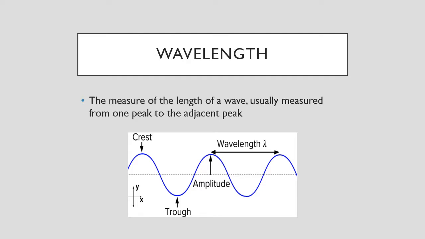Waves have a wavelength, which is a measure of the length of the wave, usually measured from one peak to an adjacent peak. This can also be measured from other equivalent points. It's just that measuring from peak to peak is usually considered easy and is therefore usually how the measurement is collected.